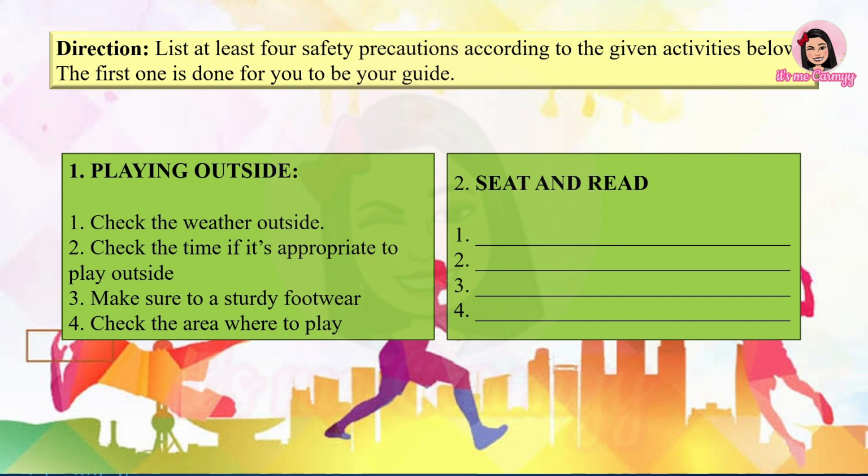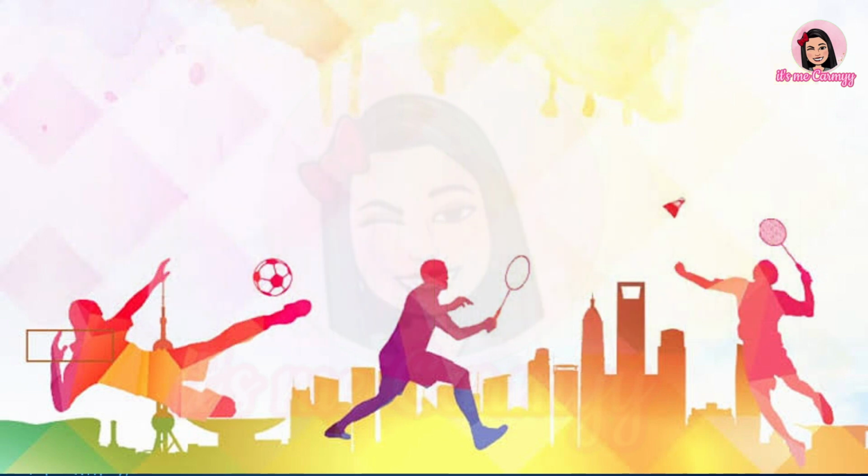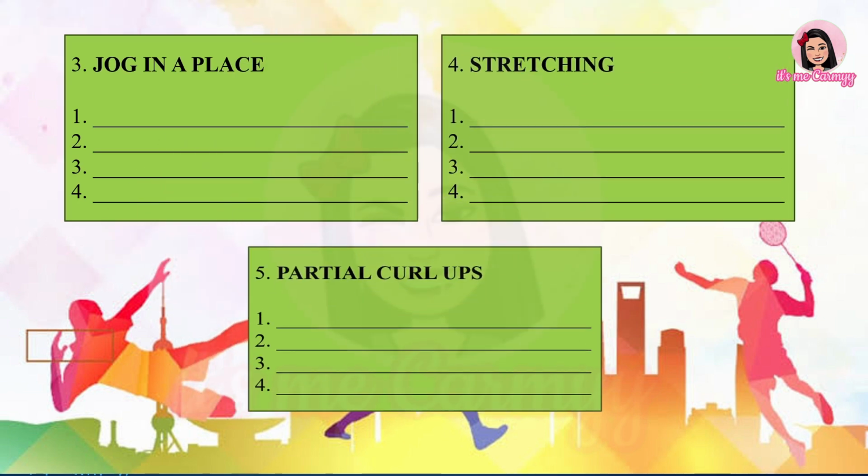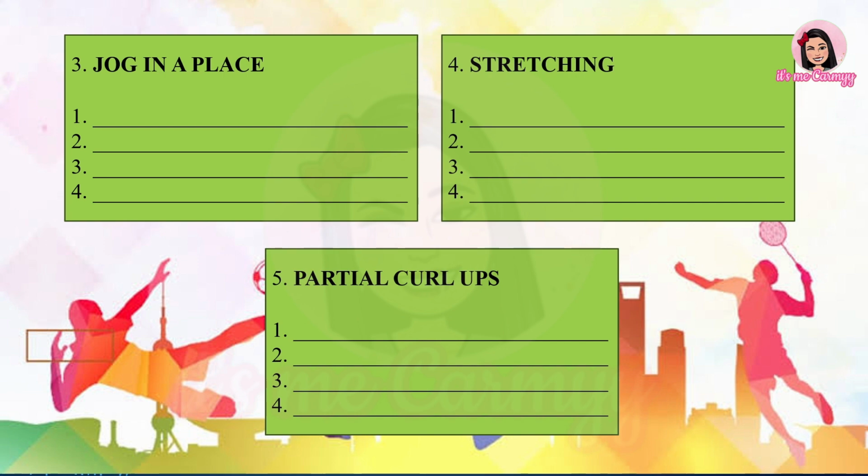Next, sit and read. Number 3, jog in place. Number 4, stretching. And number 5, partial curl-ups.